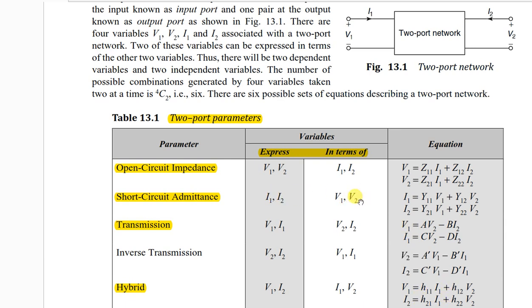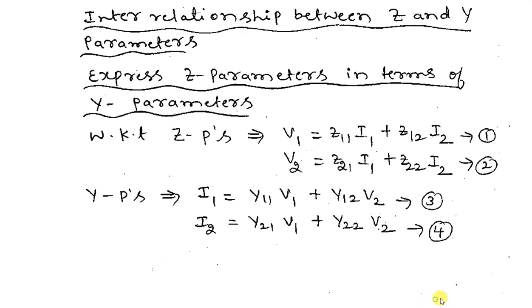So now we are going to express Z parameters in terms of Y. We have to write first the Z parameter equations, V1 and V2, I1 and I2. These are equation number 1, equation number 2, and then equation number 3, equation number 4. These four equations you have to write. I1 is equal to Y11 V1 plus Y12 V2. I2 is equal to Y21 V1 plus Y22 V2. We are going to express in terms of Y.